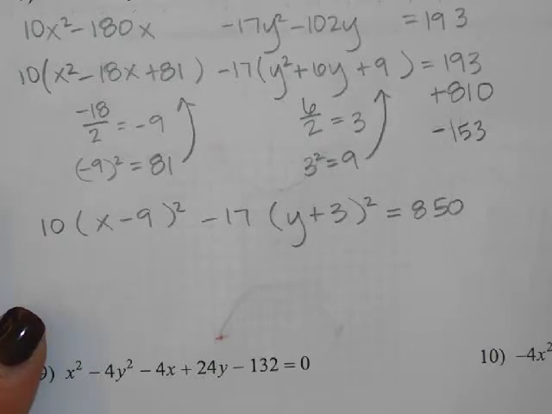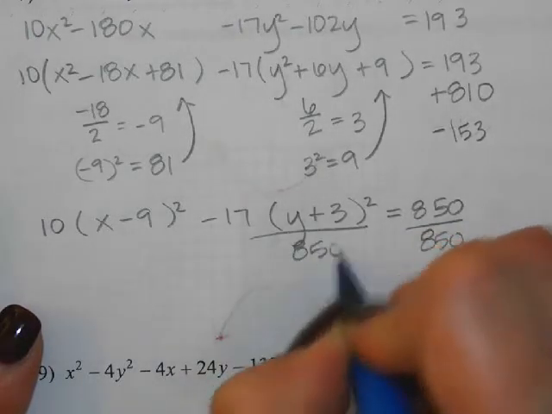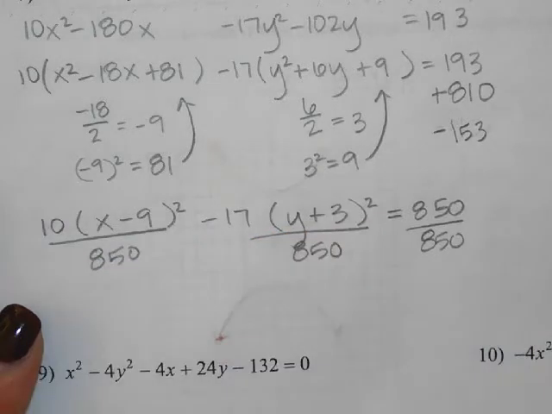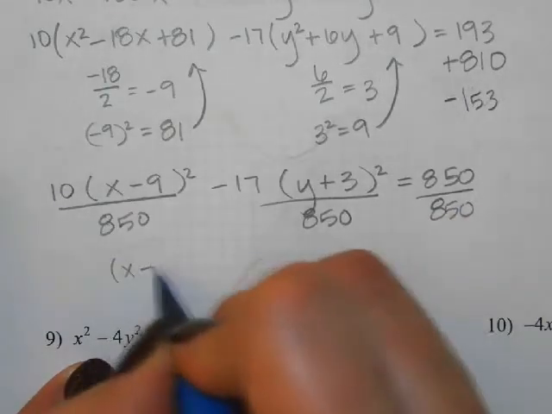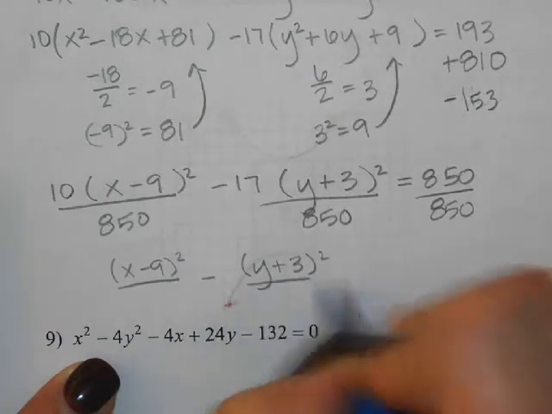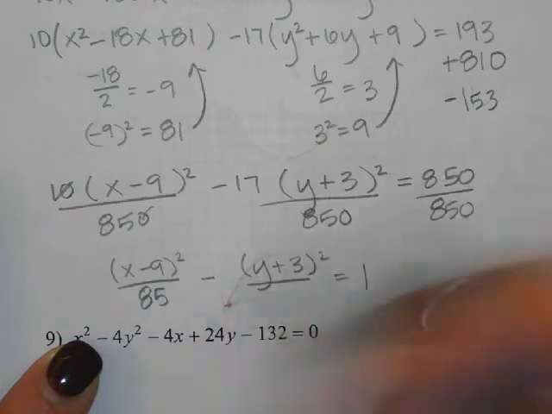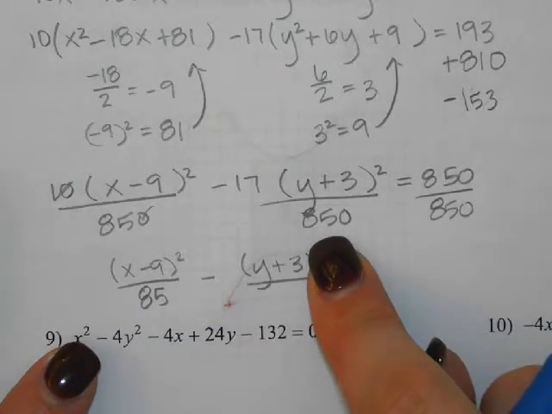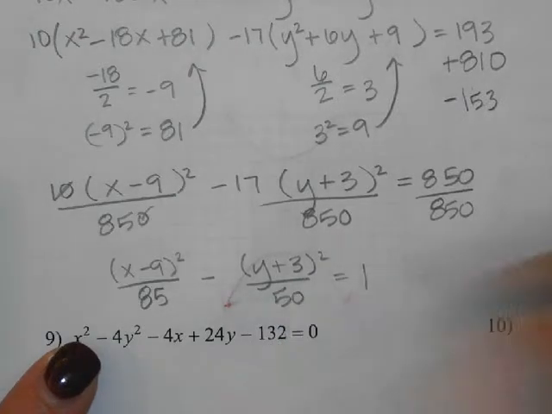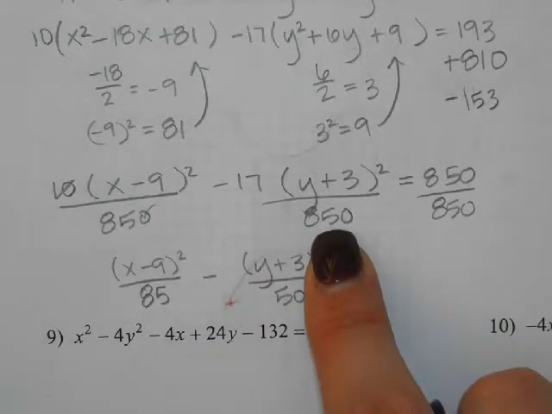No. What are they supposed to equal? 1. So we're going to divide by 850, divide by 850, divide by 850. I can divide the 10 out easily. That's just 85. What's 850 divided by 17? Anybody? What is it? 50, yeah. Okay. So you typed in 17 over 850 and you simplified it. That's good. Yeah, that still works.